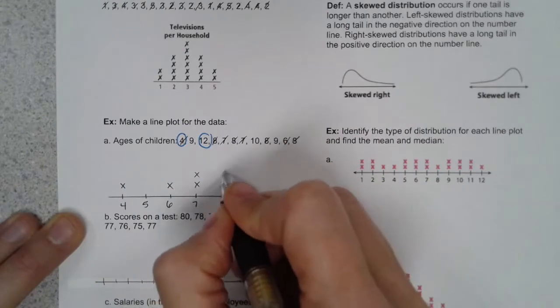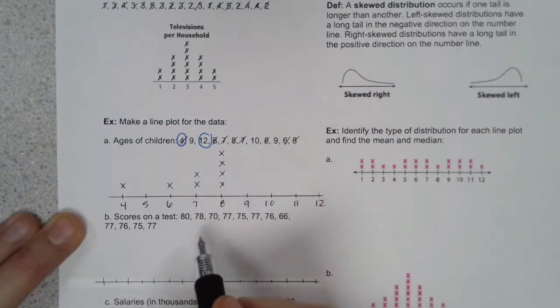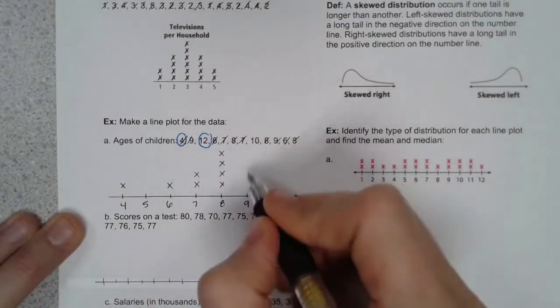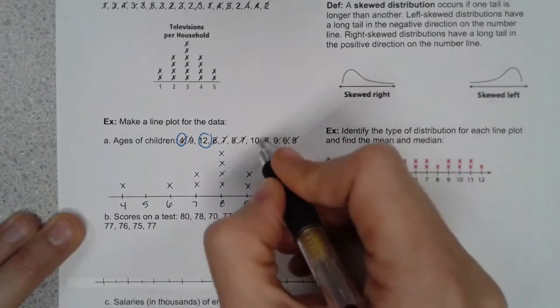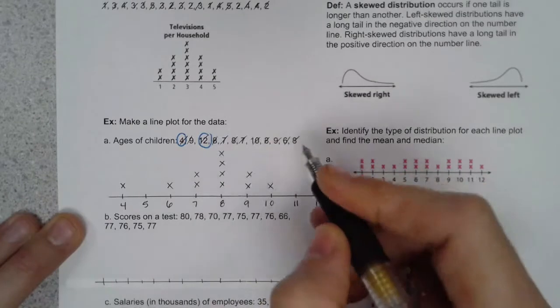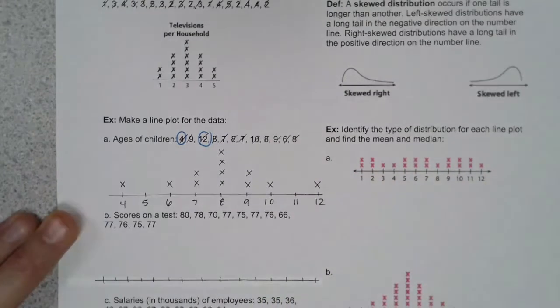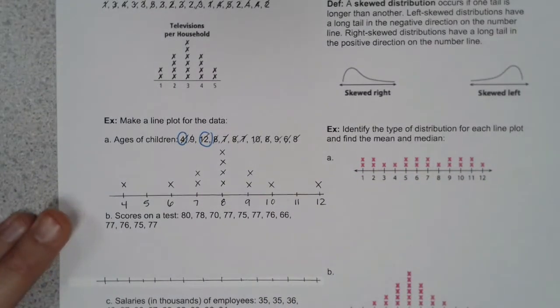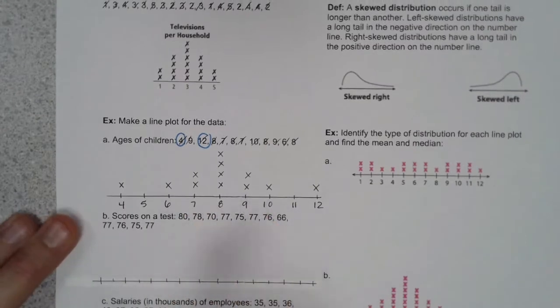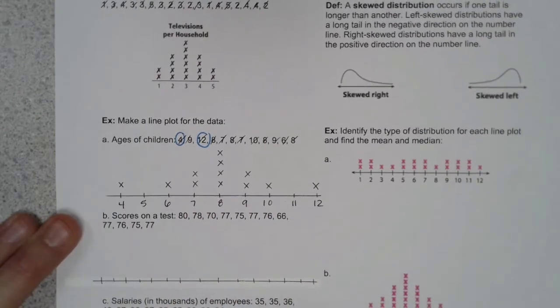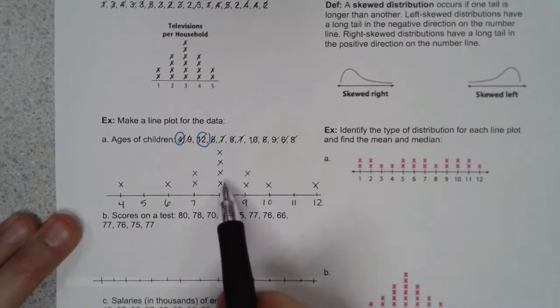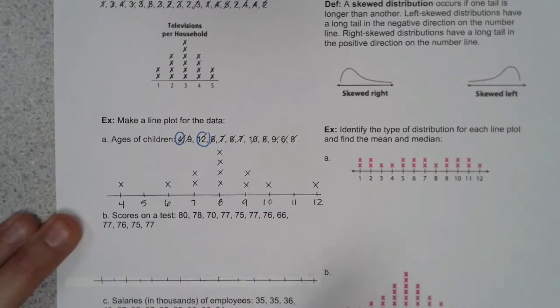There's 4 number 8s. So again, you want to try to stack the X's so that they're approximately equal to each other in terms of their height. It looks like there's 2 number 9s. There's 1 number 10. There's no number 11s. And then there's 1 number 12. And so this line plot represents what's going on in the previous question. You can use line plots to answer questions about frequency. So for example, in this case, 8 is the most common age because there's the most 8s in the list.